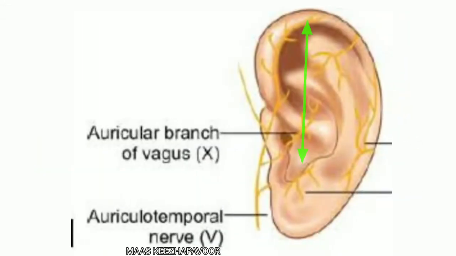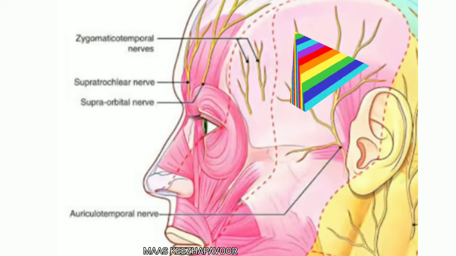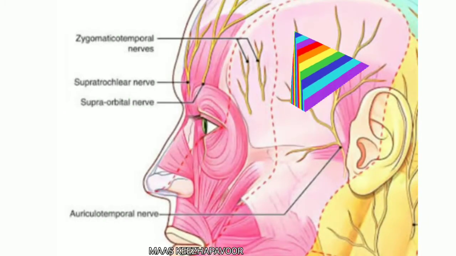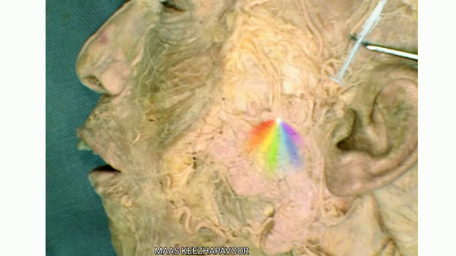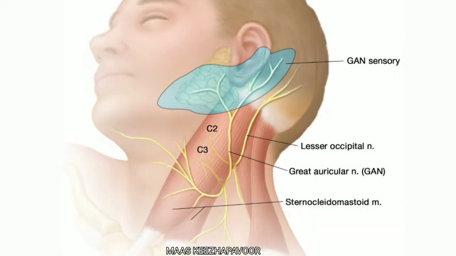The cutaneous branches supply the skin of upper two-third of lateral surface of auricle and also the skin over the temple region. It supplies sensory and parasympathetic fibers to parotid gland. Remember, the sensory fibers from parotid fascia and skin over the parotid gland are carried by great auricular nerve from cervical plexus with root value C2 and C3.